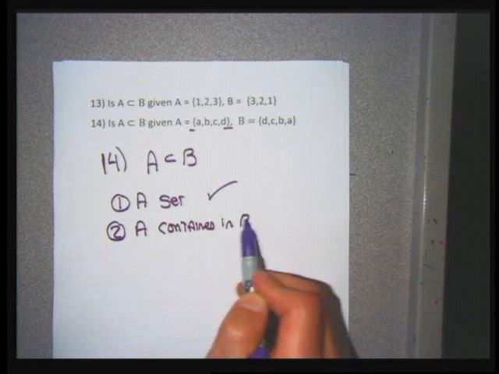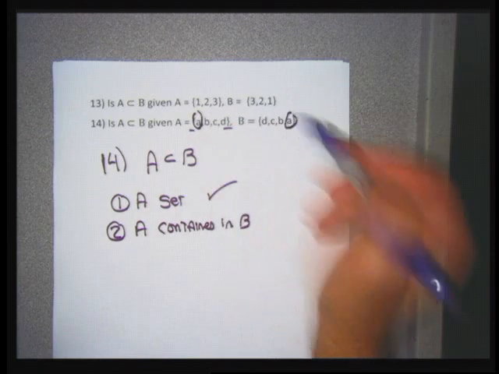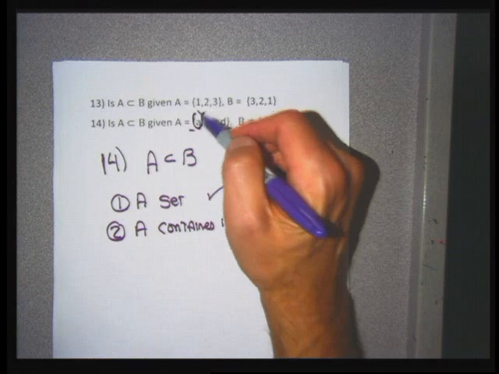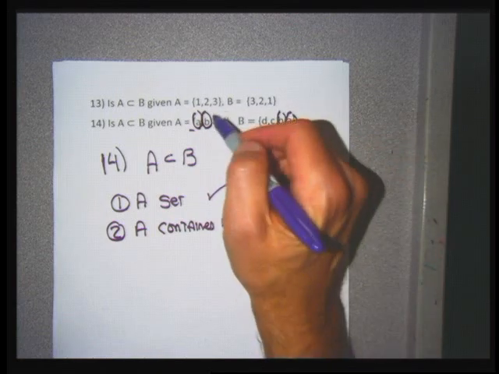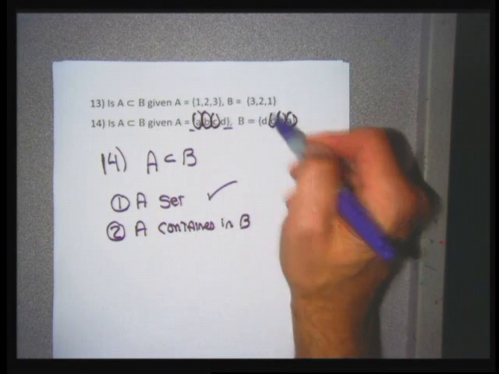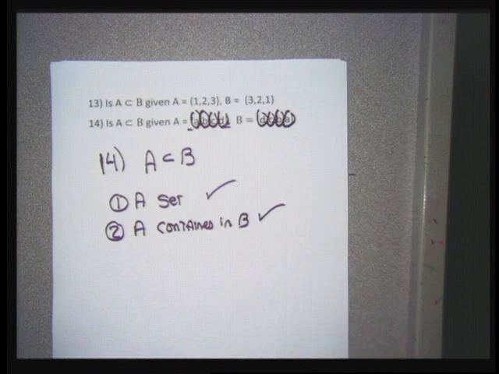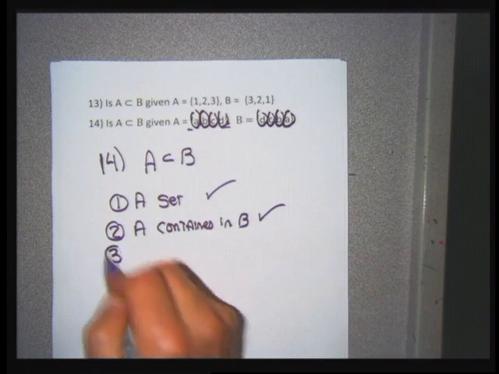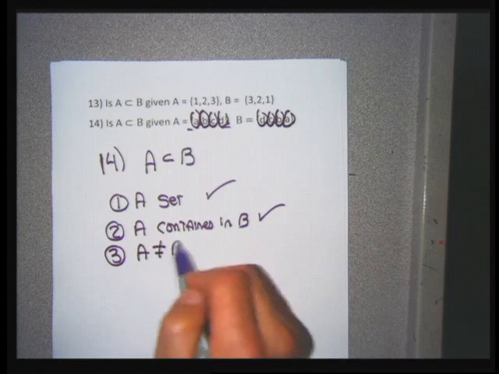Well, A is in set B. To be contained means any element in A has to be in set B. B is in both A and B. C is in both A and B. D is in both A and B. So A is definitely contained in B. Three, I'm never sure how to write this, but A is not allowed to equal B.